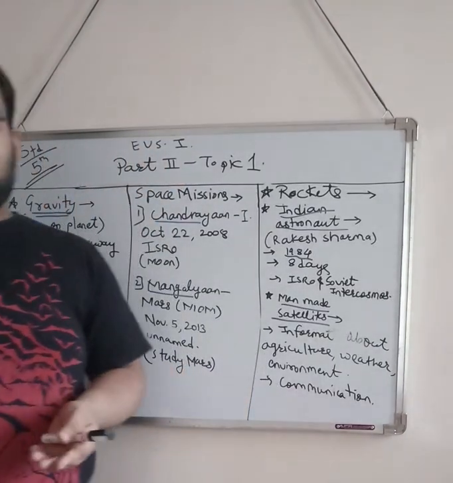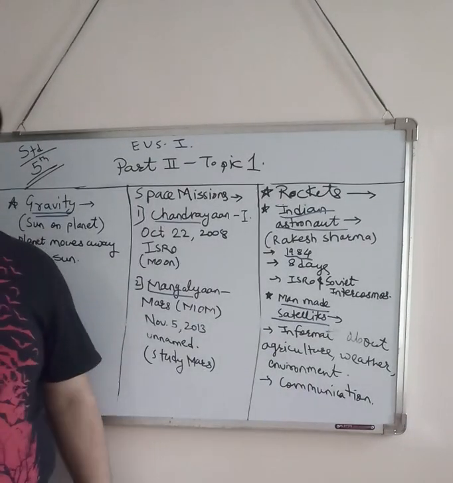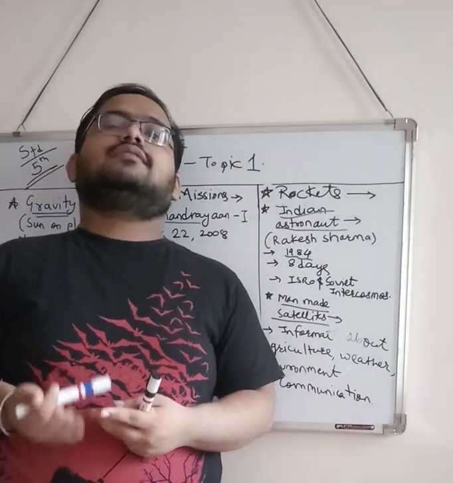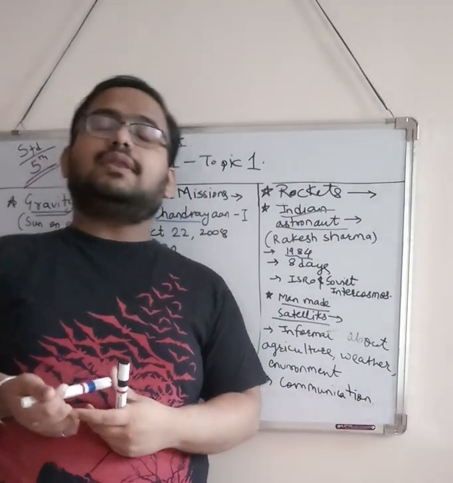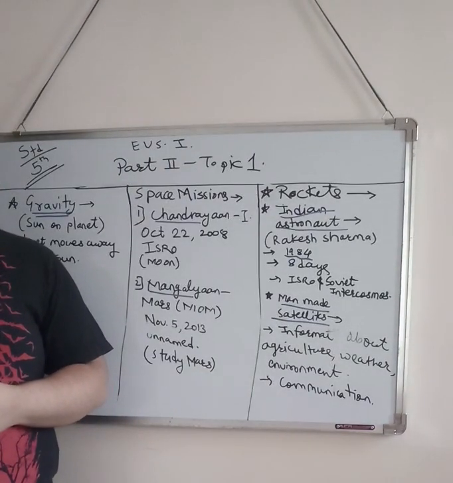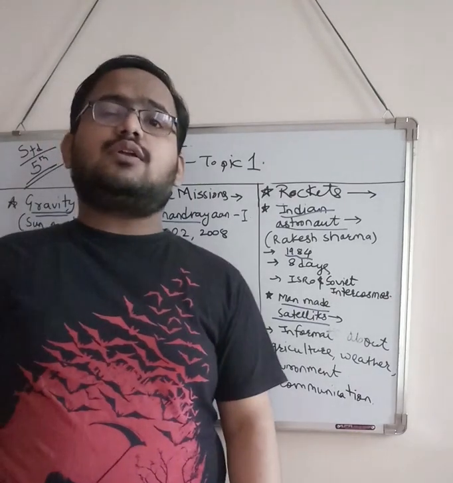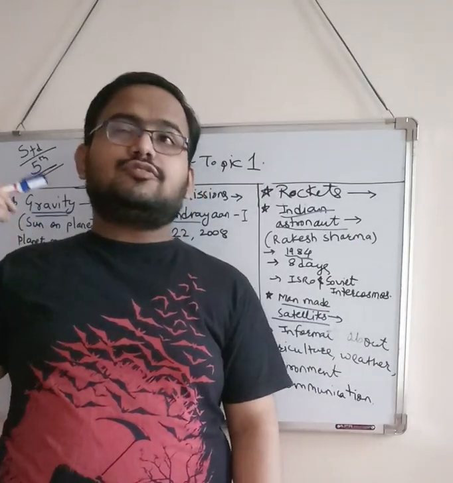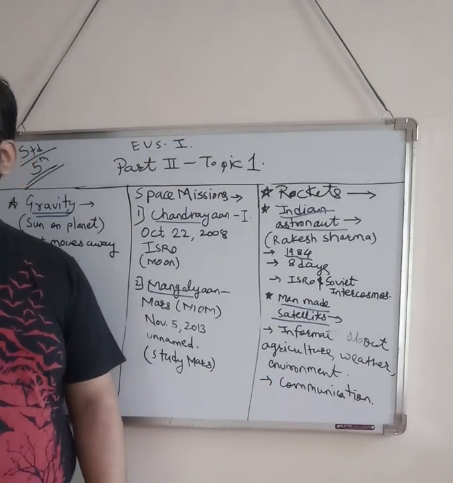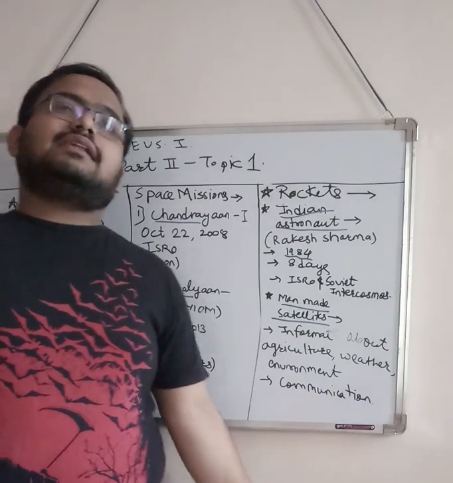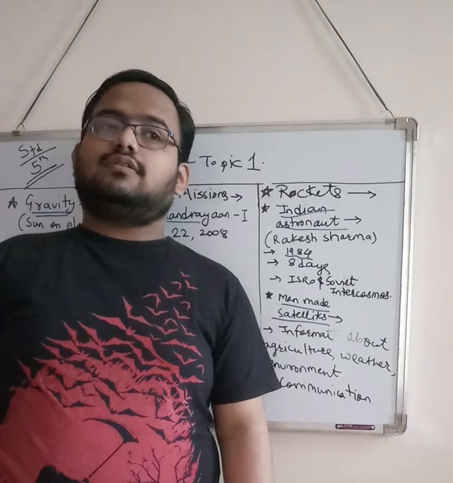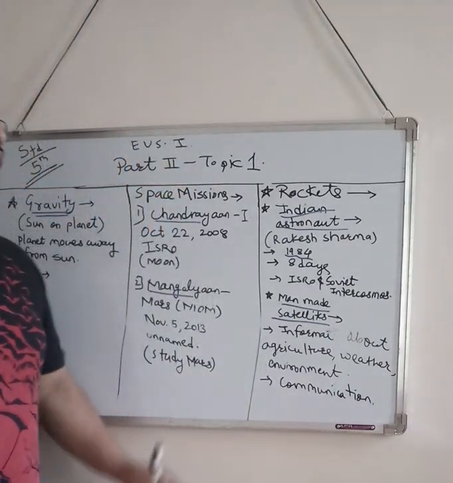Next is man-made satellites. These satellites are made by man. They are not natural. Man-made satellites provide us information about environment, agriculture, weather, minerals. They are also used for communication. The serials, cartoons, and shows which we see on TV are due to satellites. And these man-made satellites can stay in space for many years. Understood this topic?